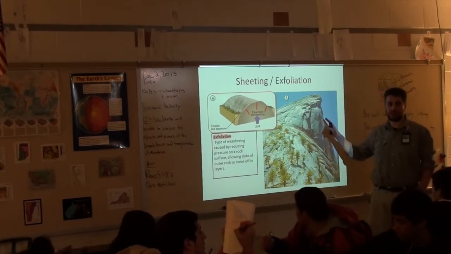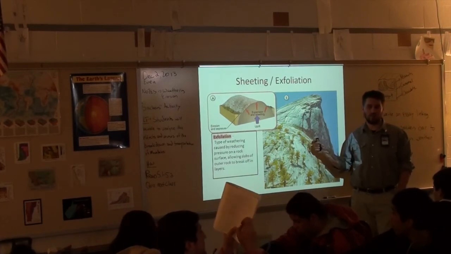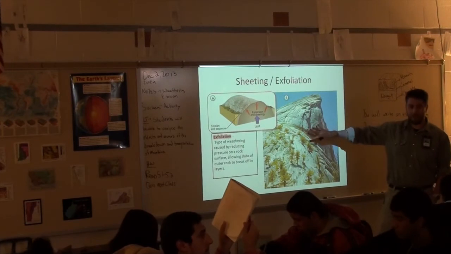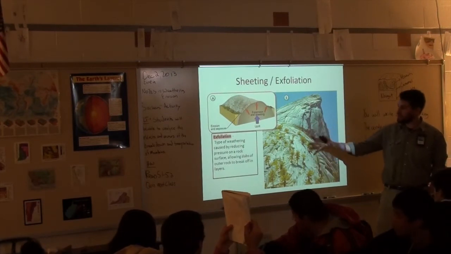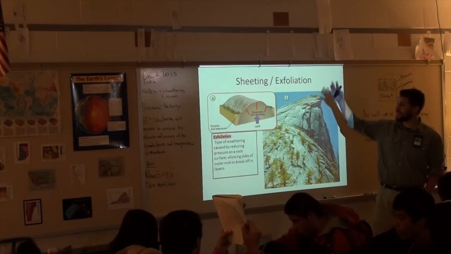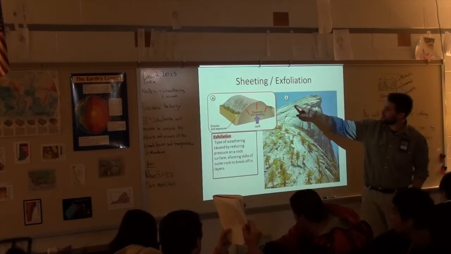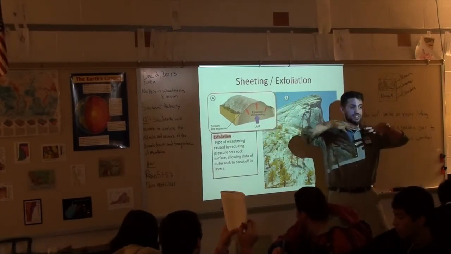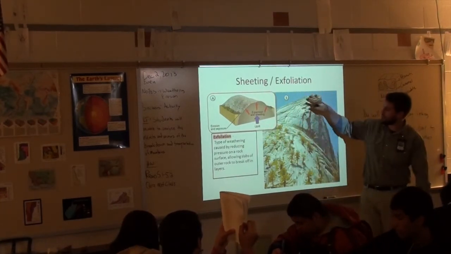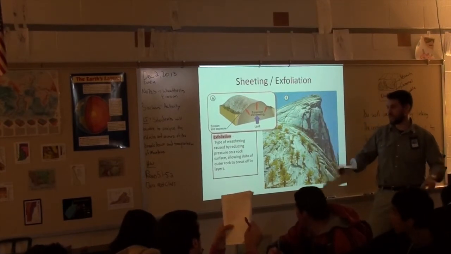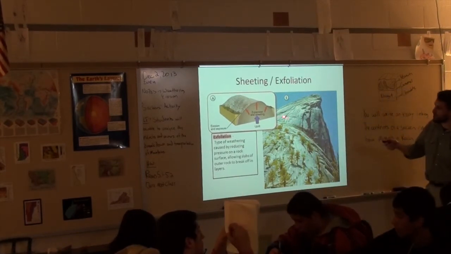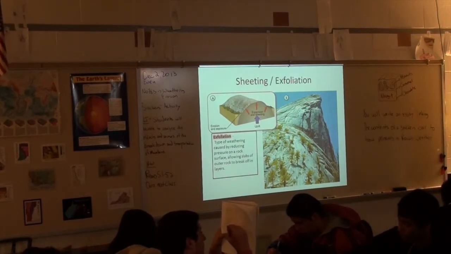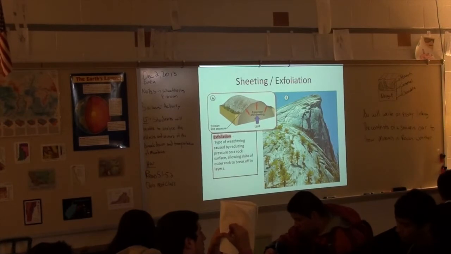Oh, intrusive. Where did it cool? Inside the earth. Is there more pressure at the surface or inside? Inside. So this formed at pressure. As it's been lifted to the surface over time, the pressure has been taken off, and now it's starting to break into these sheets. As it's expanding outward and coming to the surface, it's sheeting off. It's exfoliating. You get these slabs of rock. You can even see the different layers in the slabs as they're starting to break off. That's exfoliation, physical weathering.